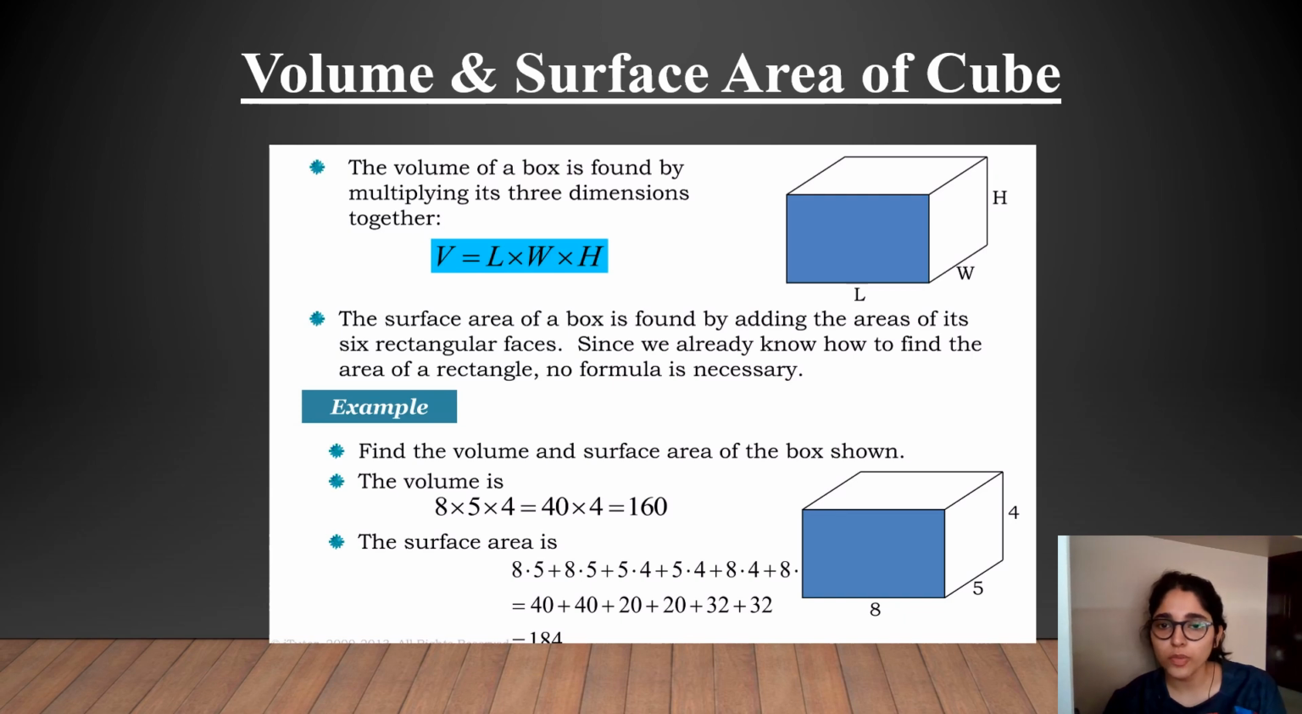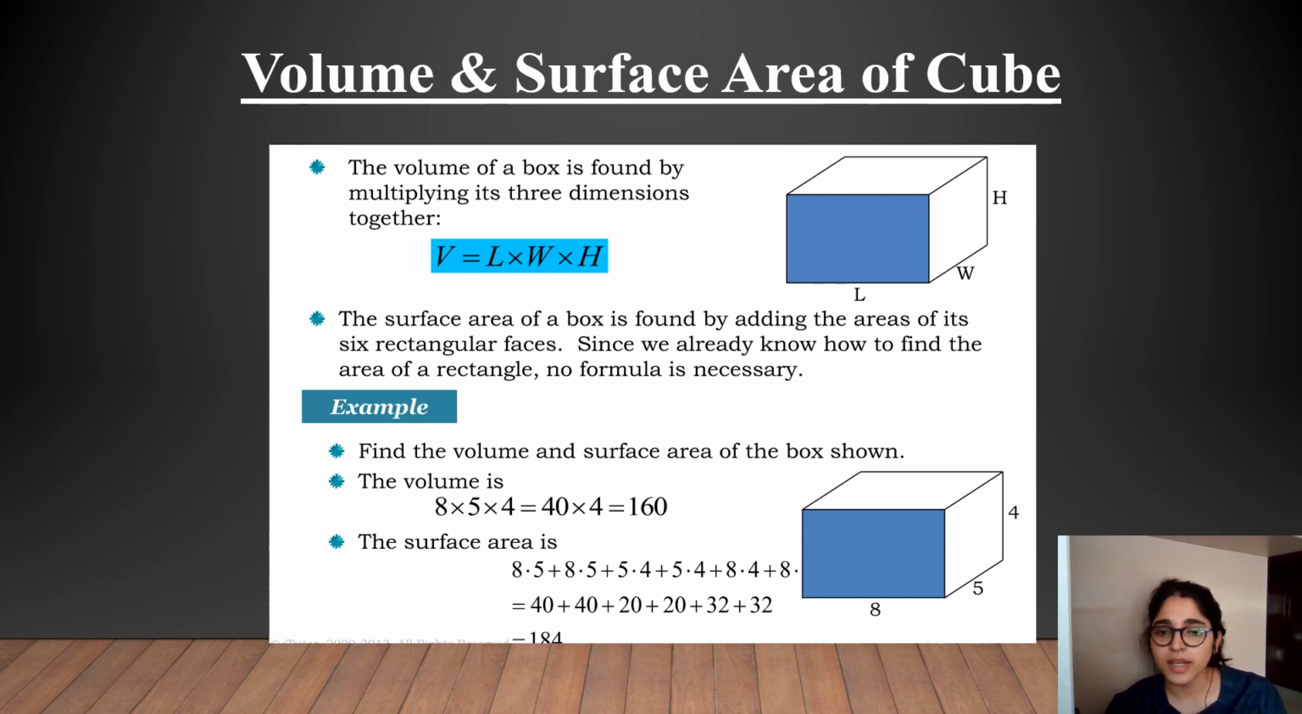The volume of a cube or a box is found by multiplying its 3 dimensions. So what are the 3 dimensions over here? It is the length, the width and the height. These 3 dimensions are multiplied to find the volume. For example, if this is the box, and it has a length, width and height of 8, 5 and 4 respectively, we multiply all three values, and we get the volume of the cube.